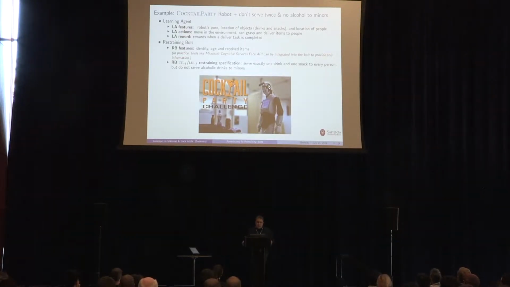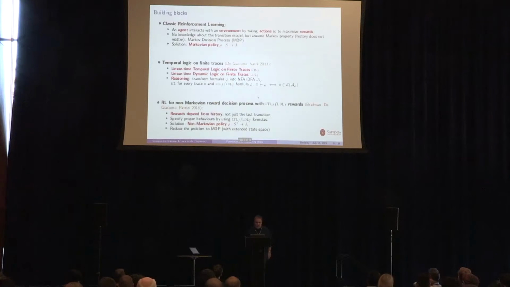Now, the restraining bolt has the following. It has the identity of the people and their age, and whether they have received items or not. Notice that identity comes from face recognition, and age, you go on the web and check who this person is. Don't tell Facebook. The restraining bolt specifies that you want to serve only one drink and one snack to each person, and you don't want to serve alcohol to minors. You see this notion of minors doesn't even exist in the mind of the learning agent. It doesn't know what a minor is.